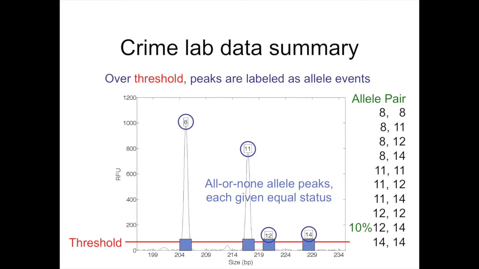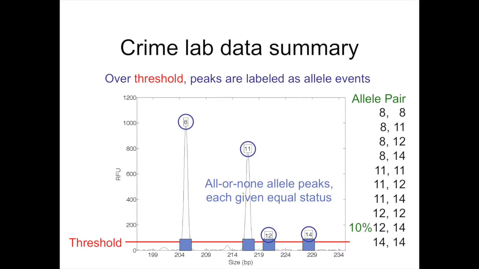Any peak that's over the threshold is in. Any data, any evidence peak that's under the threshold is out. So either it's on the list or off the list. And you end up with 4 different alleles, the 8, the 11, the 12, and the 14. Now you don't know how much of each of them is there. And you look at all the combinations, you get 10 combinations shown on the right.